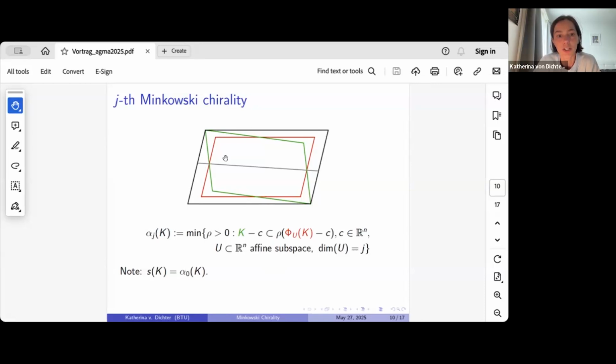So let's have a look at the picture. We have this green body K. Then the gray one is our affine subspace that we use as a reflection line. Then we have the reflected body K, and then the black one is the scaled one.